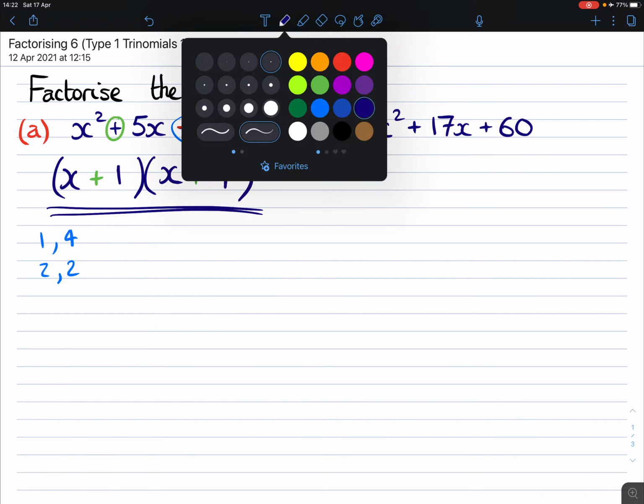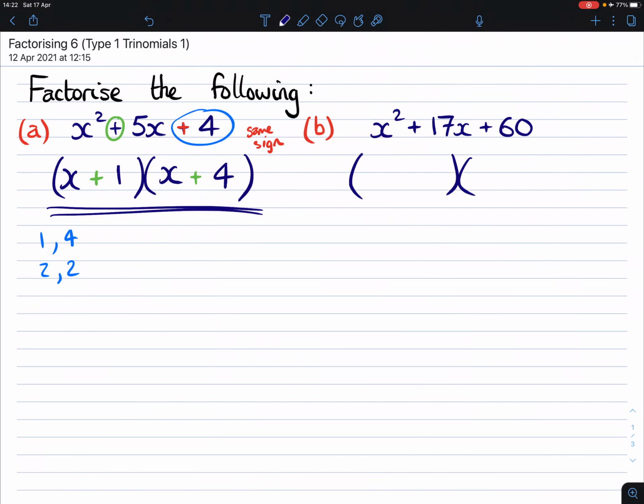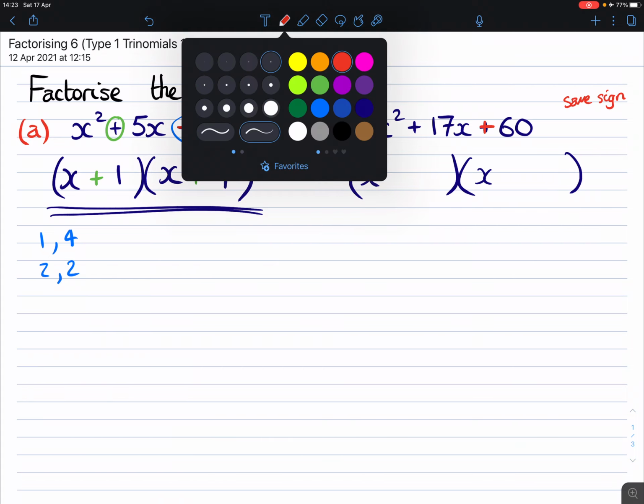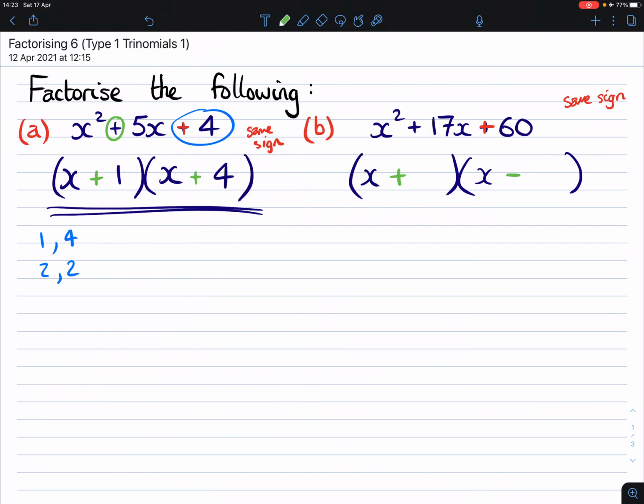For the second one, we have in our double brackets an x and x at the beginning, because that's where x squared comes from. For the last one, we have a positive 60, which means they're going to be the same sign, either both plus or both minus. We look at the middle term to decide. The middle term is plus, so they are both positive numbers.